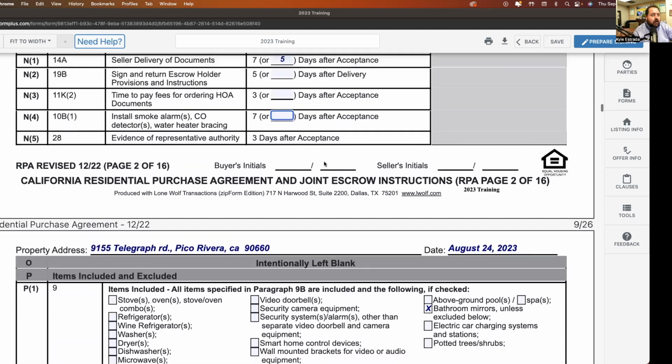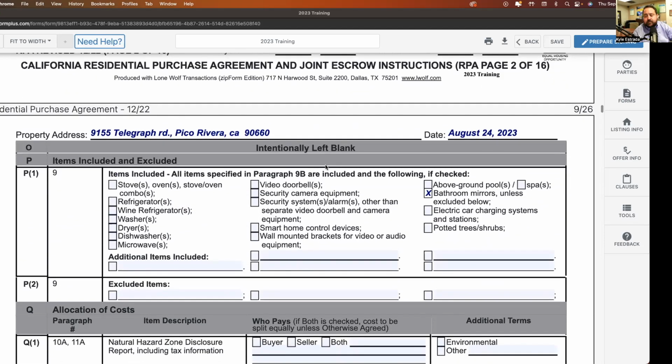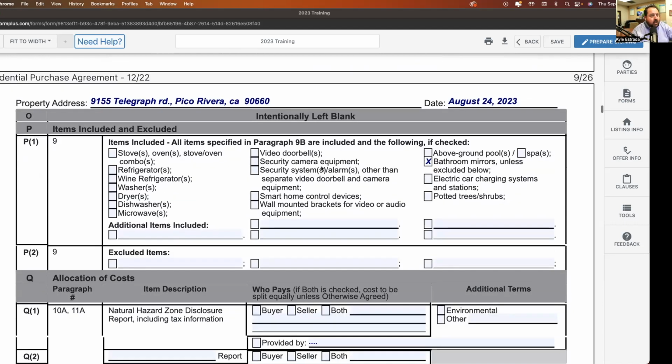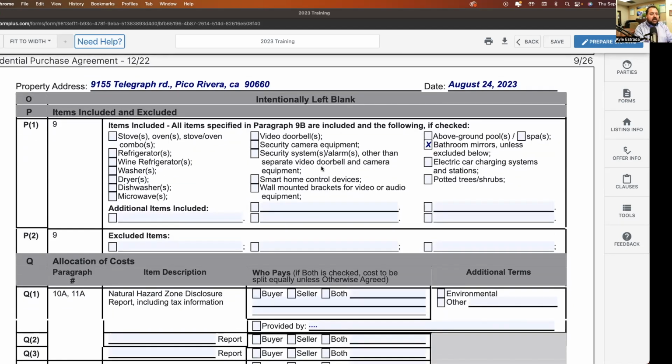All right, questions on any of those? I really thought we were going to finish today, but it doesn't look like it because I'm too verbose. All right, let's do items included and excluded, and that's probably where we're going to have to end for the day.